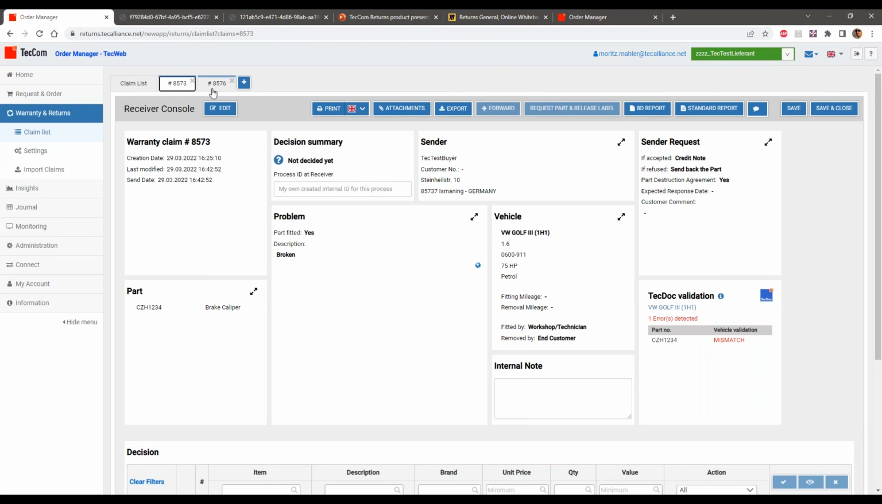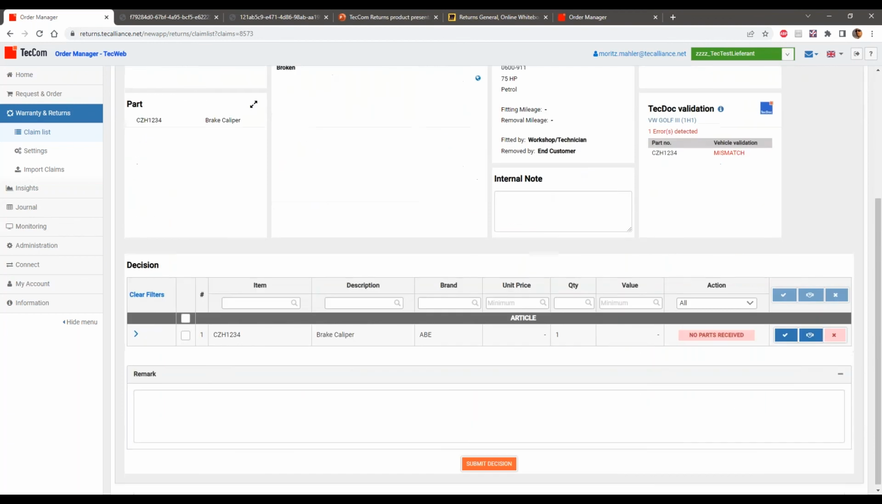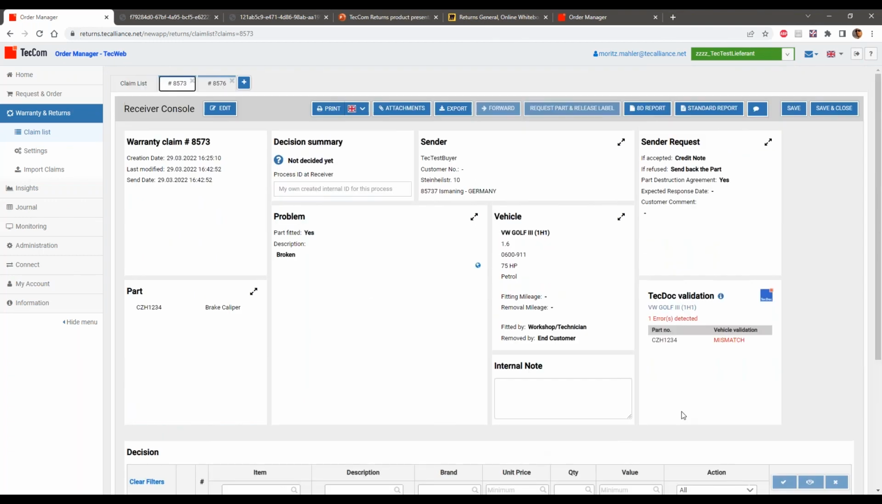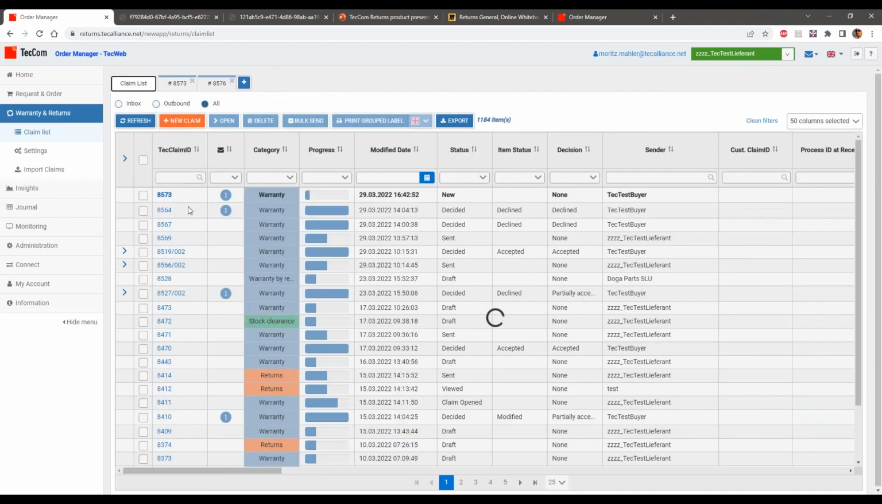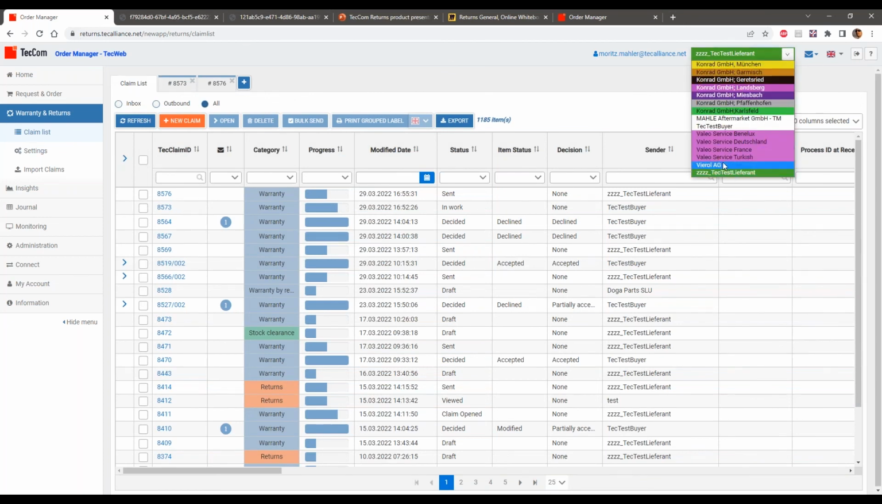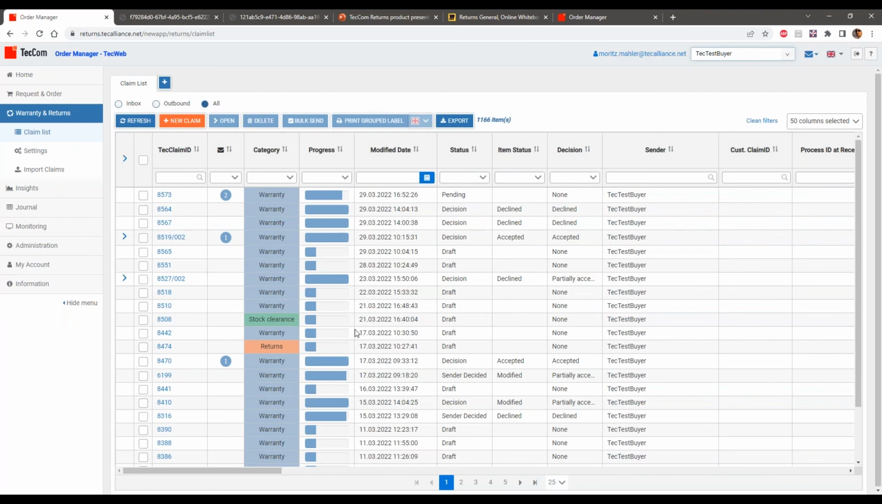So I send out this claim to the TecAlliance supplier. He could, for example, say, "I don't want to have this," and then submit. But what if this supplier, even if he is TecAlliance, is not working with our solution? I switch back to the trader part. So if I'm a trader and I see that since a week this is open, it's pending, he's not doing anything, so he's probably not working with this solution.